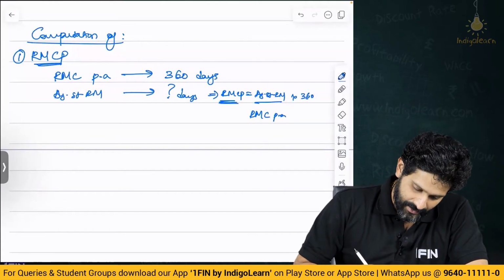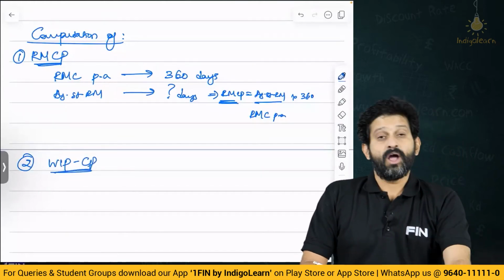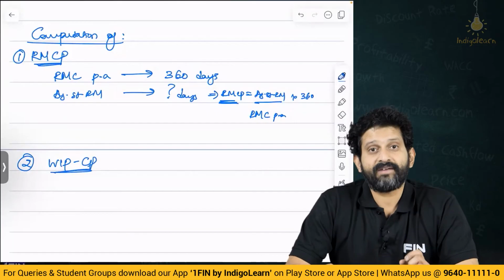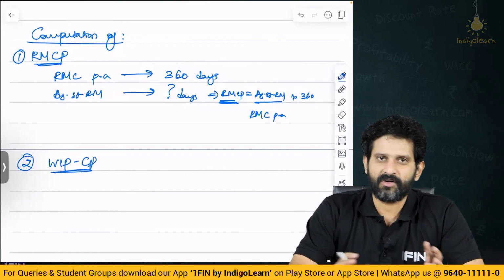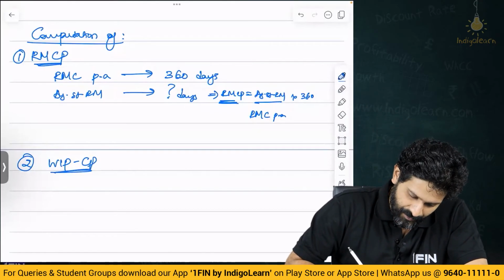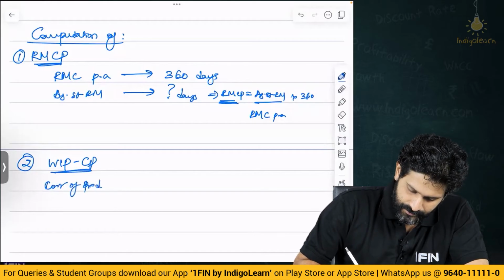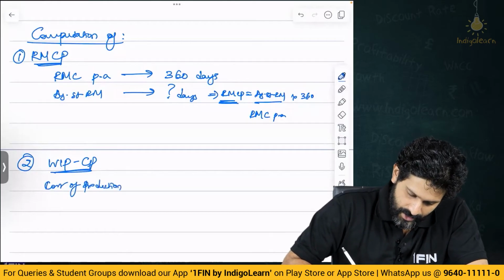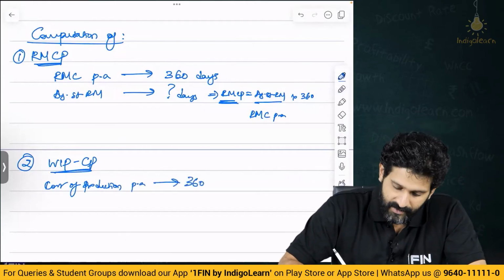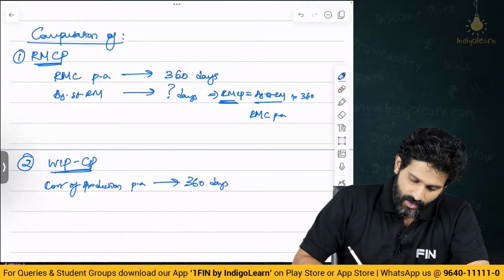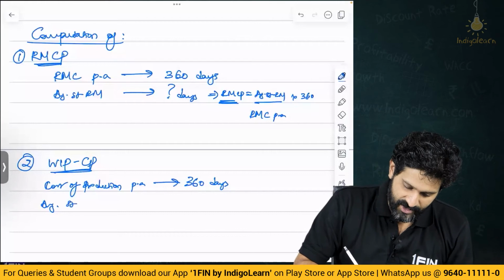Now similarly, work in progress conversion period. For the purpose of work in progress, what do we take? We take the cost of production, because work in progress, once it is converted, it becomes the cost of production. Yes, it becomes produced. Therefore, the cost of production per annum is for 360 days. Then, what time will it take for this average stock of work in progress?